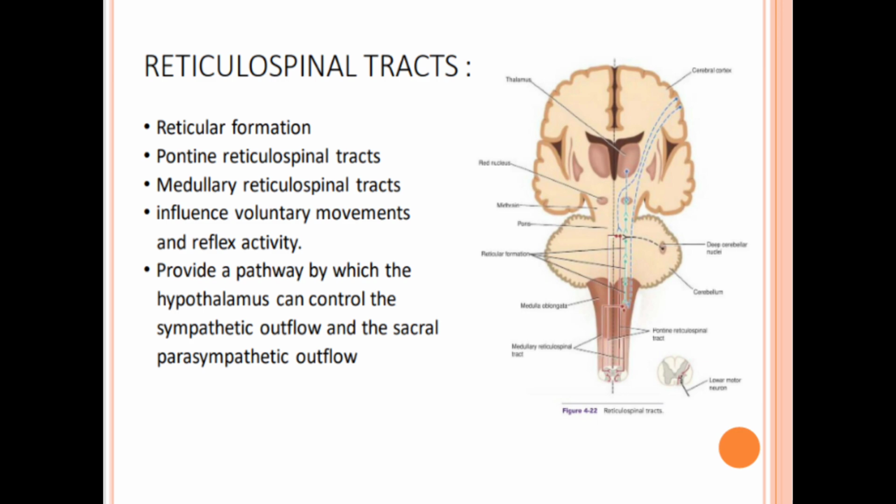Now these pathways, as I have already told you, are responsible for facilitating or inhibiting the alpha and gamma motor neurons. So in turn they can facilitate or inhibit our voluntary movements and reflex activity. Now, an important thing about the reticulospinal tract is that this pathway is also thought to constitute the descending autonomic fibers. So it is thought that the hypothalamus uses this pathway to control sympathetic and parasympathetic outflow.